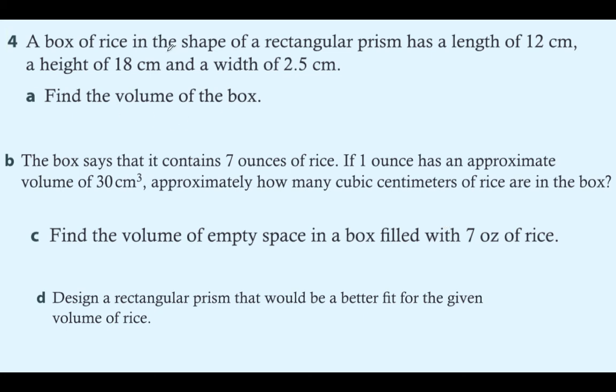The question says a box of rice in a shape of a rectangular prism has length 12, height 18 and width 2.5. Find the volume of the box. So we have been given the dimensions of the rectangular prism and we need to find the volume. So we know that the three dimensions are 12 and 2.5 and 18. So to find the volume we just need to multiply the three dimensions because this is a rectangular prism.